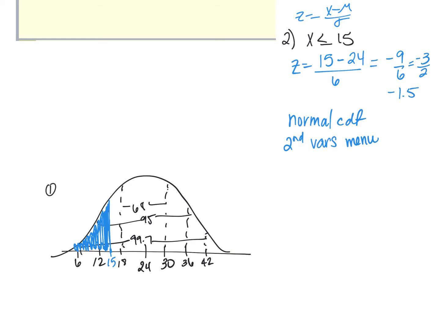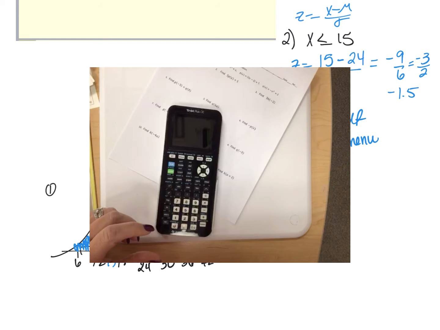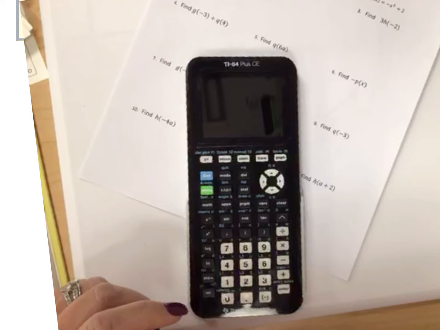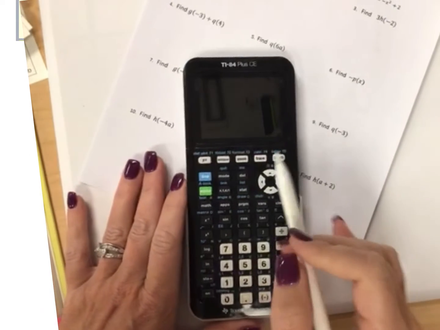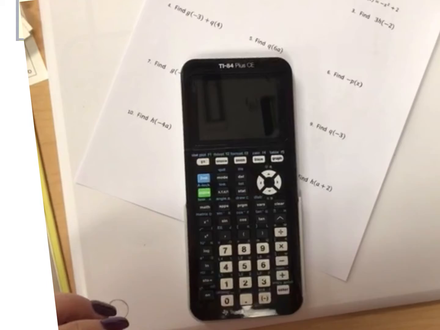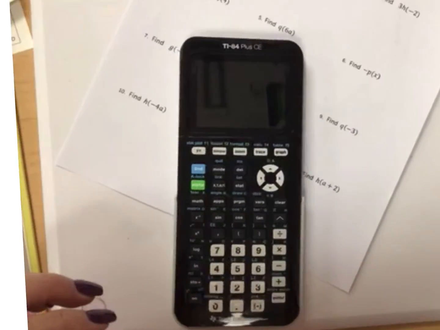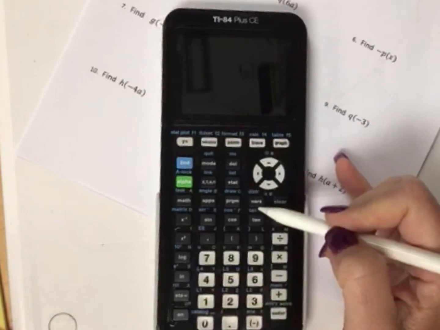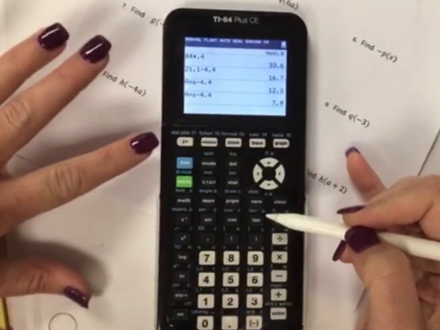If you look above the vars button, hold on, I'm going to put a little camera in here for us. Right here it says vars. Trying to get the focus. The vars button is right here next to clear. So, oh, you gotta turn it on.